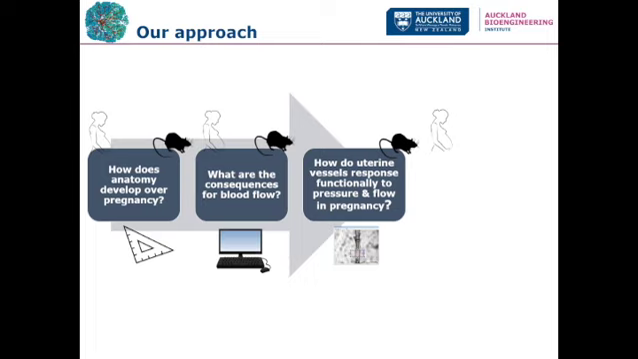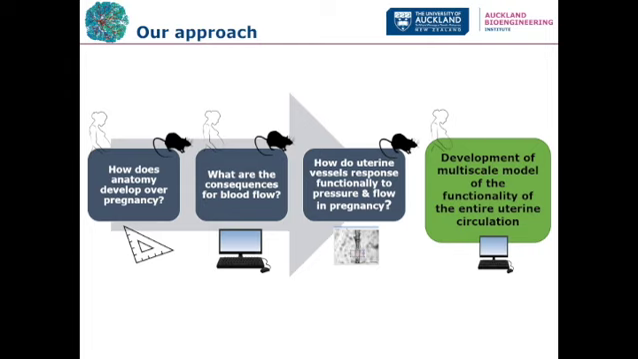So that set us off on a path of trying to understand a little bit more about the uterus in pregnancy. How does the anatomy of the uterus develop over a pregnancy? What are the consequences of that anatomy for blood flow? And how do uterine blood vessels actually functionally respond to pressure and flow? And if we can understand that, then hopefully we can develop a multi-scale model of the entire uterine circulation to try to understand the system rather than the individual arteries that are contributing to that system.